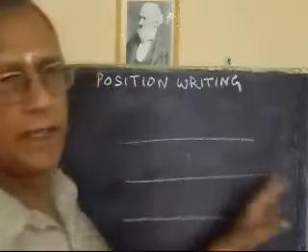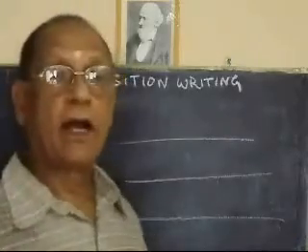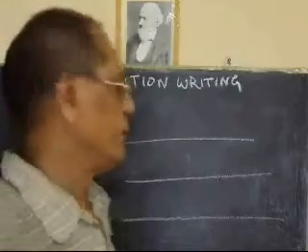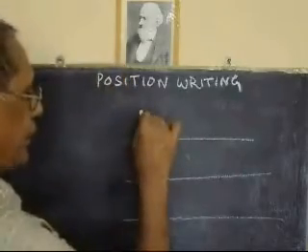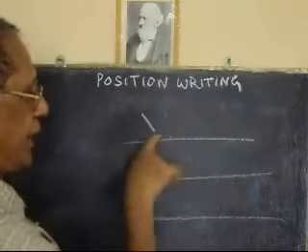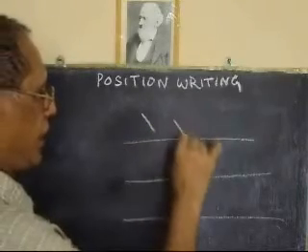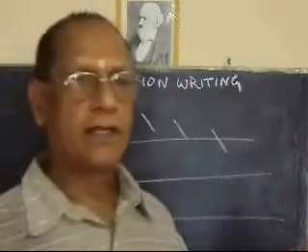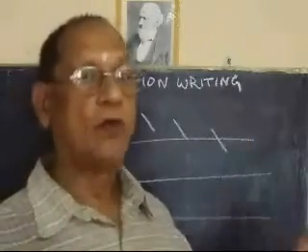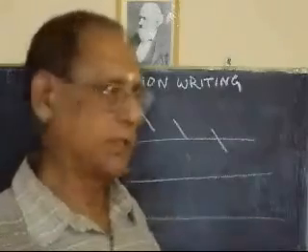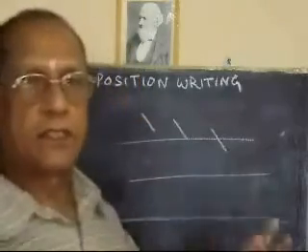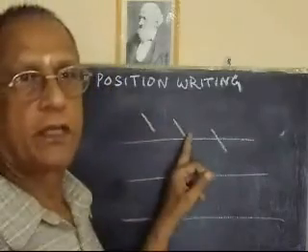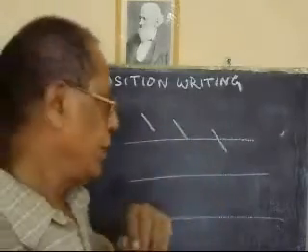There will be lines. Now, there are three positions to write an outline. First position above the line, this is the line, above the line. Second position on the line, third position through the line. Like this, we write the outlines of the words. There are three positions to write an outline. First position above the line, second position on the line, third position through the line.